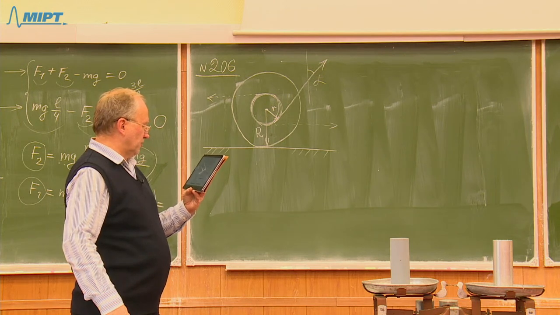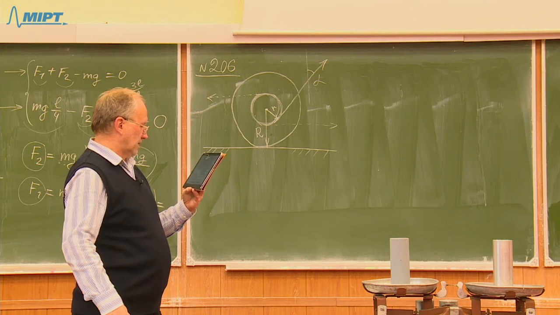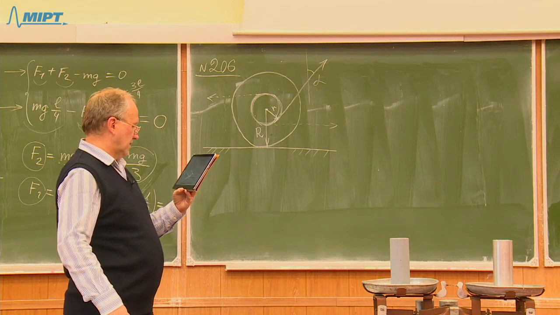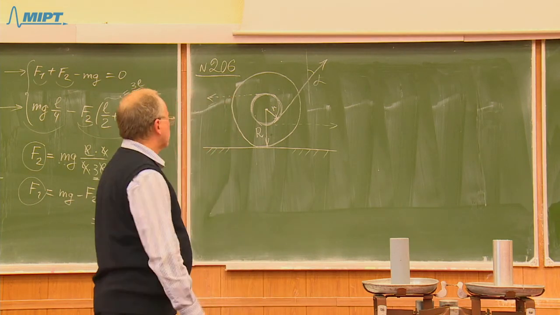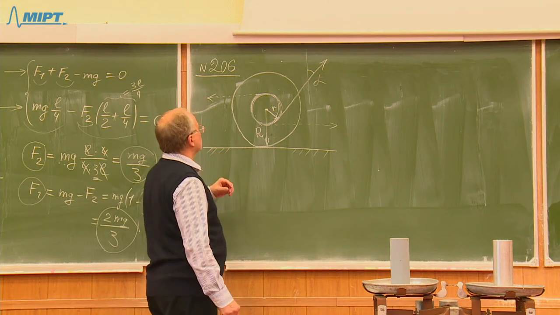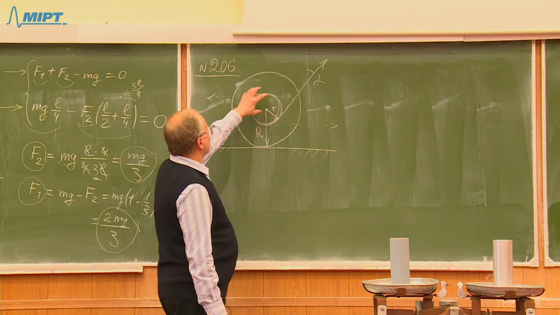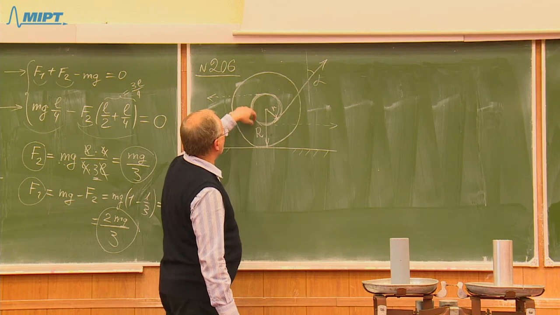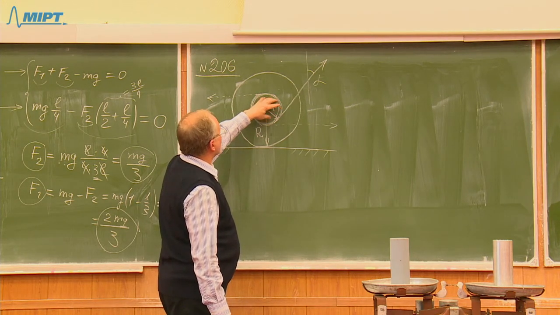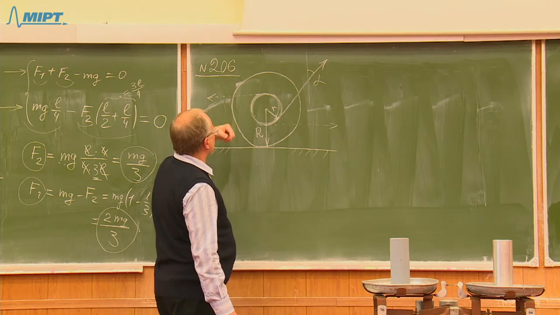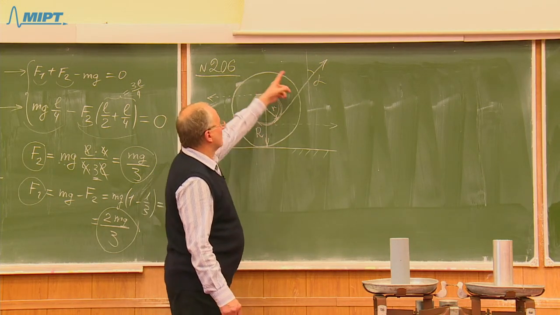So we must determine this angle. We have only two quantities given in this problem: the radius of the spool core, this cylindrical body in the center of the spool on which this thread is wound, and the large radius of the spool head.